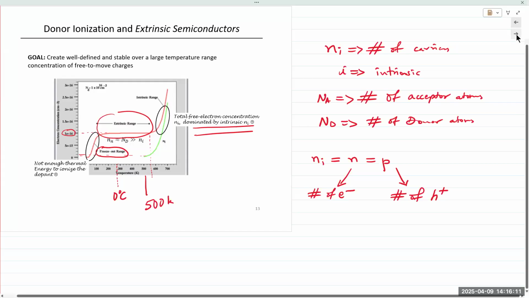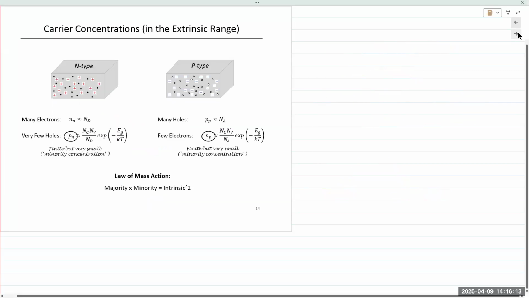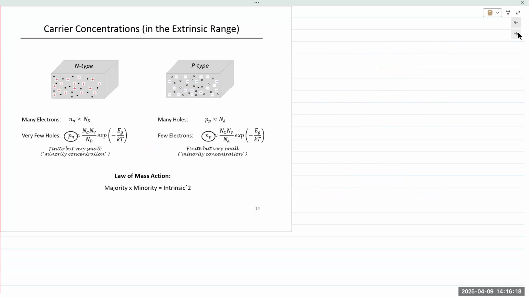Okay, so let's get to the next slide. So now we have extrinsic semiconductors, right? So we have N-type material, we have P-type material. In an N-type material, we have a plethora of donor atoms. So Nd, these atoms will donate one extra electron. And so on the left side here, you see these dots represent electrons, and the circles represent holes.